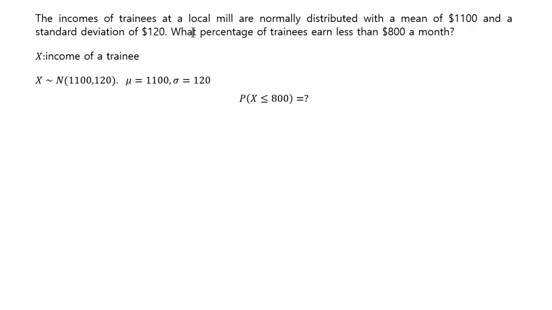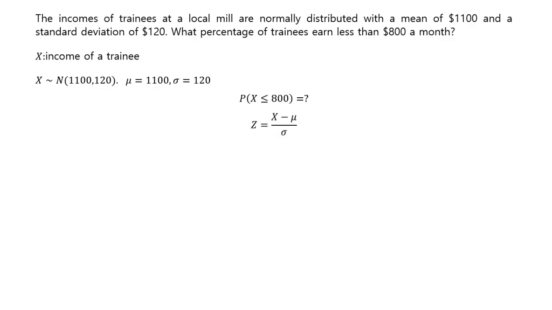Because the percentage of trainees earning less than 800 is really the probability that a random trainee will be earning less than 800. So they're the same thing, okay? So even if it's asking for percentage, in this context, it's the same thing as asking for the probability.